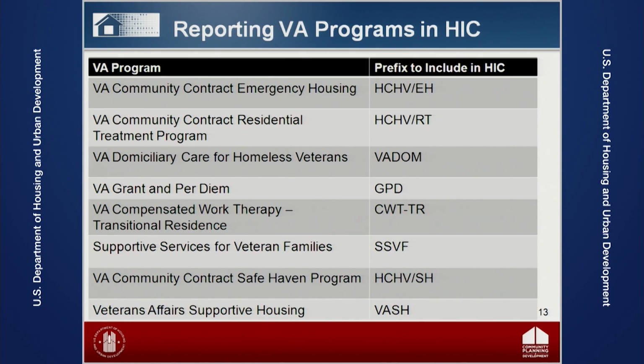With regard to VA-funded programs and other veteran-specific programs in the HIC, as with last year, COCs need to include all VA-funded programs in their HIC. The VA programs should all be reported with the appropriate prefix for the program as listed in the table on the slide. This is consistent with last year and should be familiar to COCs. A detailed list of projects, project types, and these prefixes can be found in Appendix A of the data collection notice.